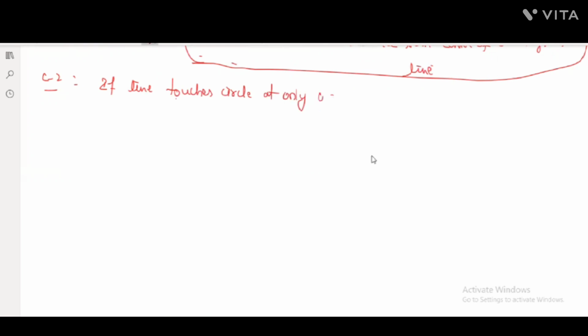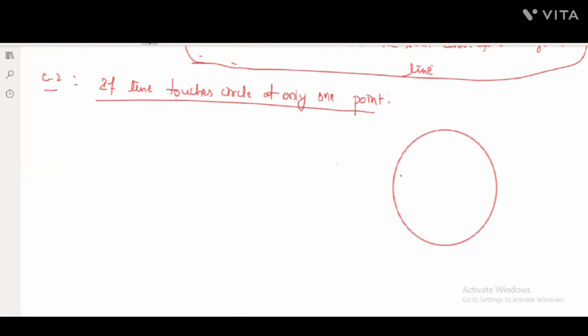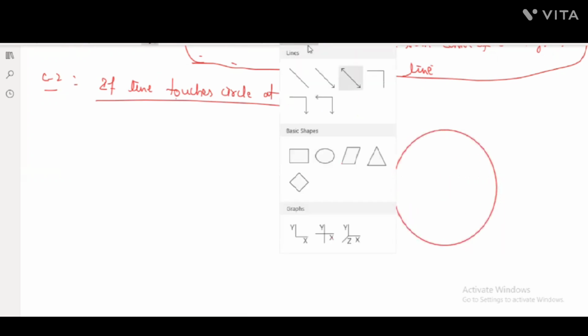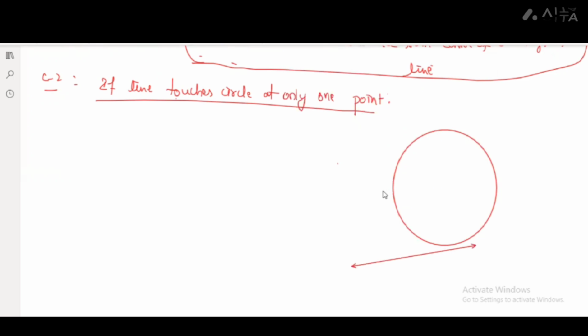So at only one point. That means it will become the tangent to the circle. So diagrammatically we can show it like this. This is the circle, and the line going through it will be like this. So this will become the tangent to the circle, and the circle equation we'll again construct as x square plus y square is equal to a square.